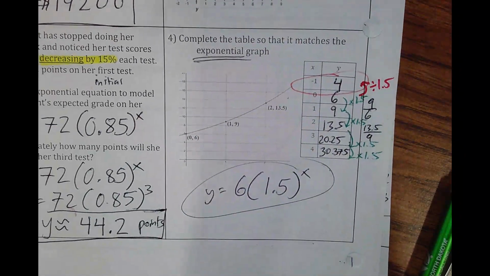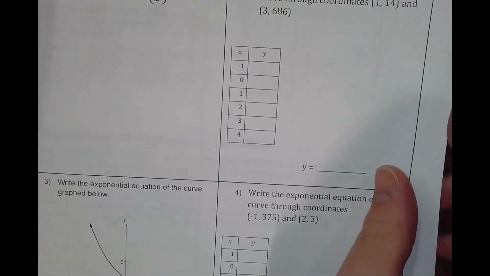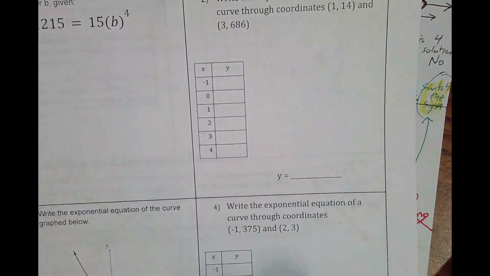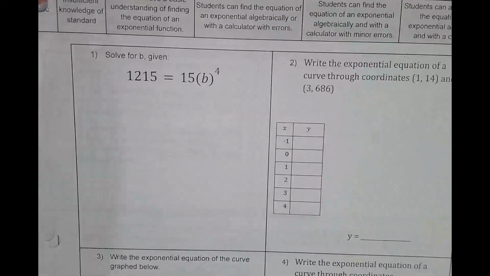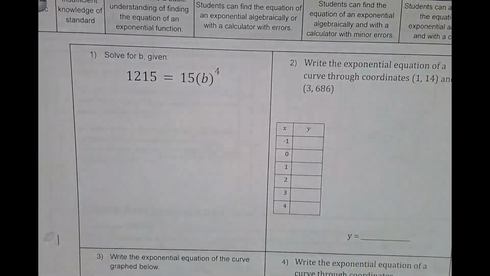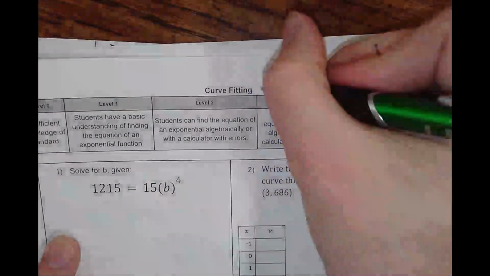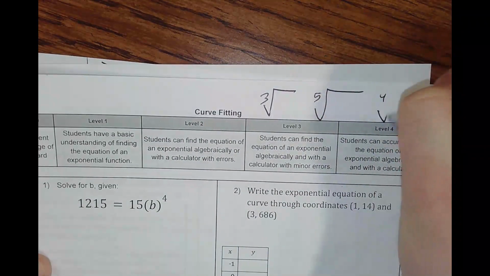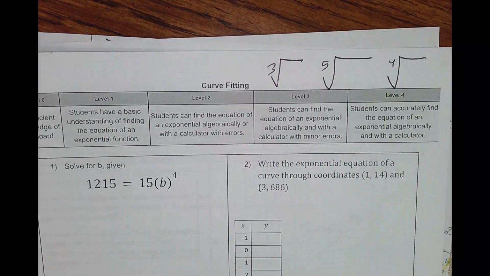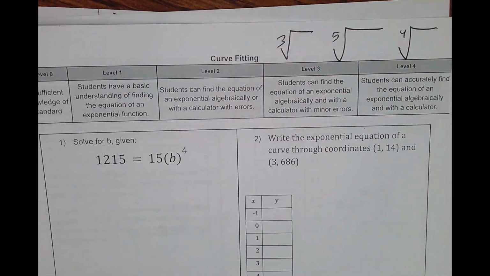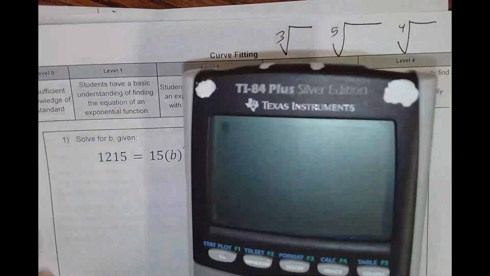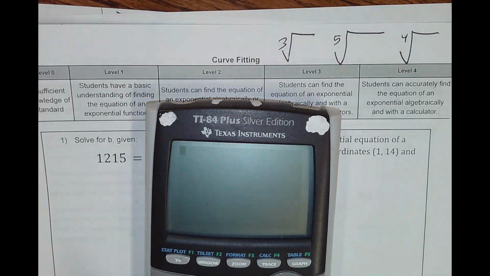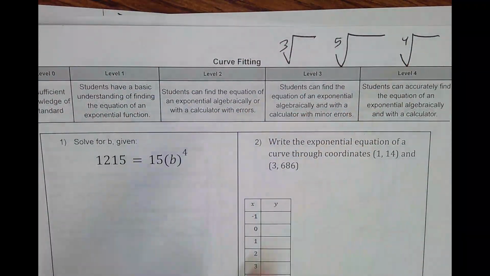Okay, next up we do need to review standard 8C. 8C is called curve fitting, so let's review that right now. To do curve fitting, you probably are going to need to know how to do cube roots, fifth roots, fourth roots, things like that. So we're going to need to find that in our calculator, and every calculator can be different. So please prepare to find out how you do these roots. Cube root, fifth root, fourth root, things like that.